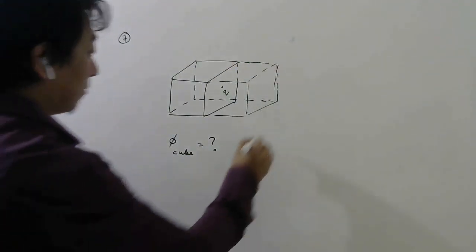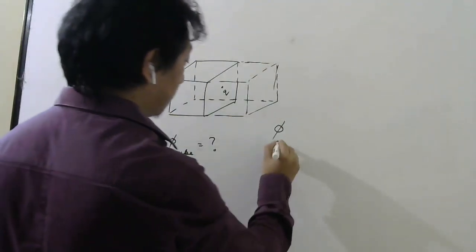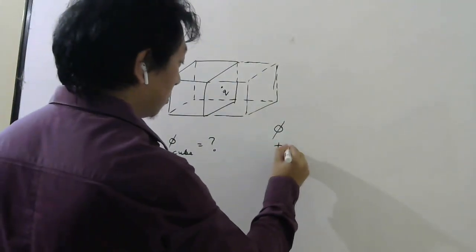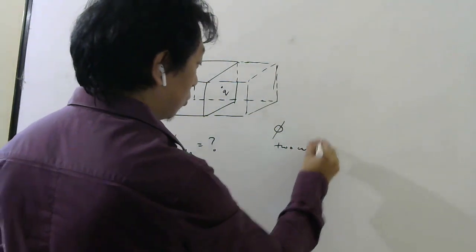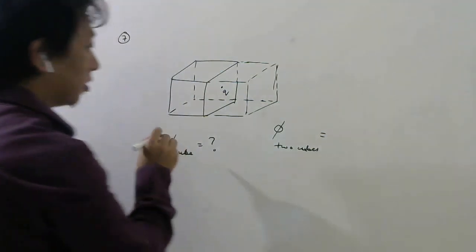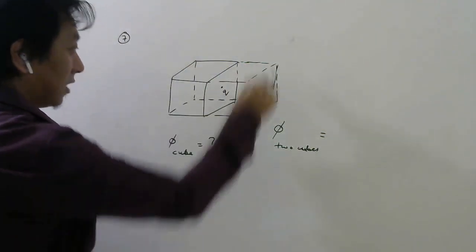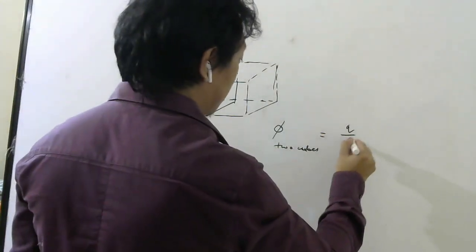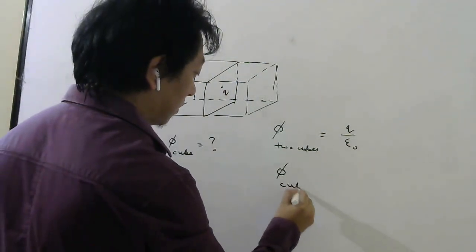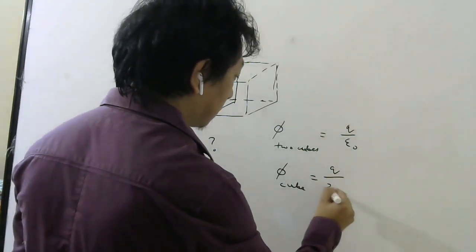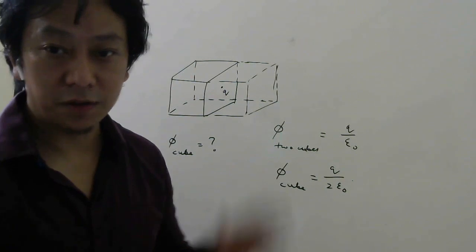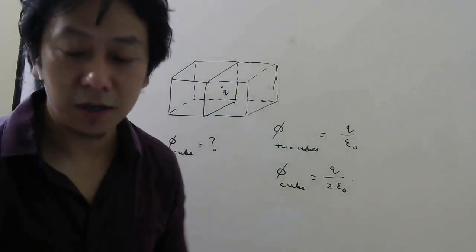So then I can write flux through this whole big cube. It's not a cube actually now. So flux through two cubes together, I can use Gauss law now because this charge is inside these two cubes. So Q by epsilon naught. And therefore flux through only one cube, which was the question, will be half. Okay, so like this, I hope you all can solve such problems which may come in your exam.